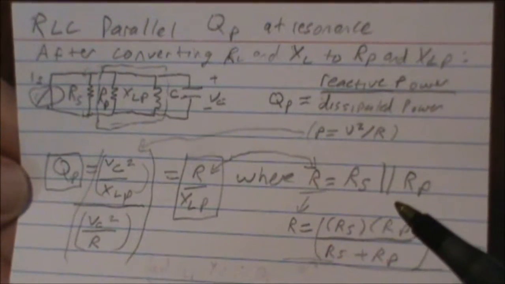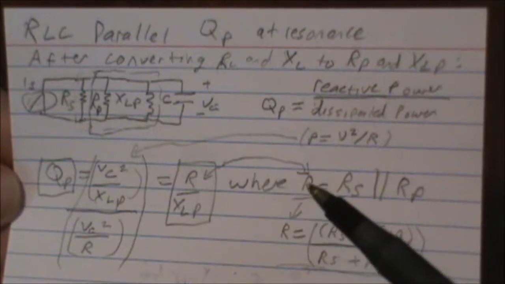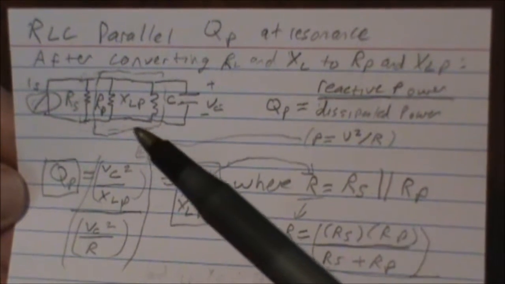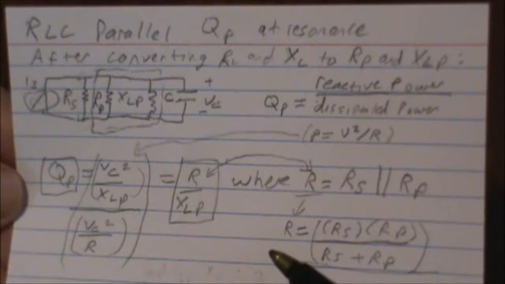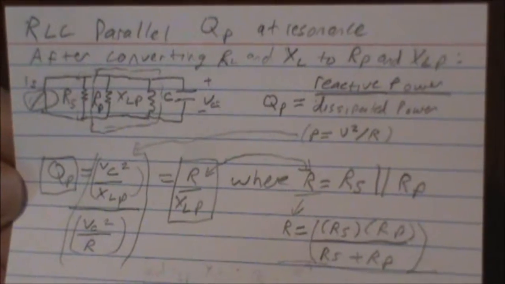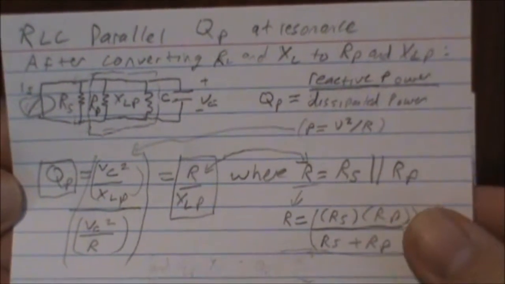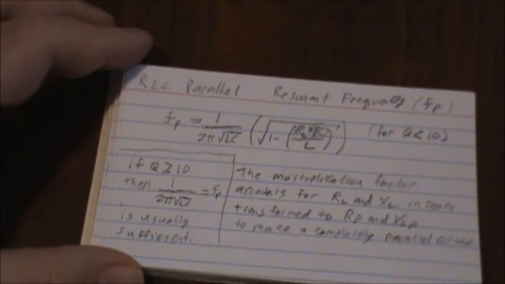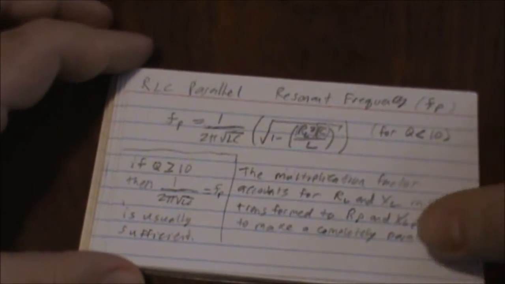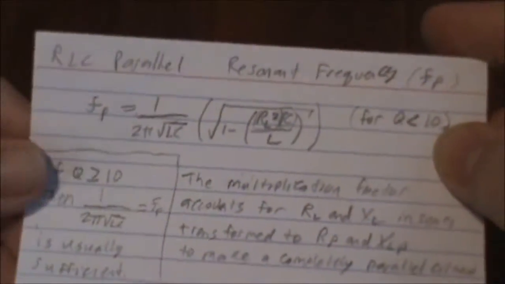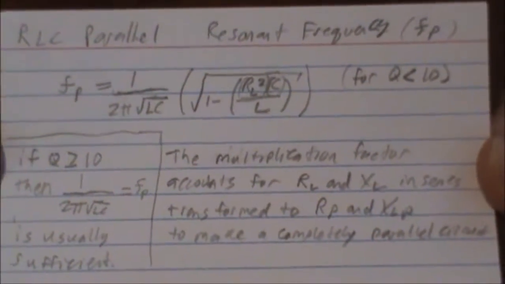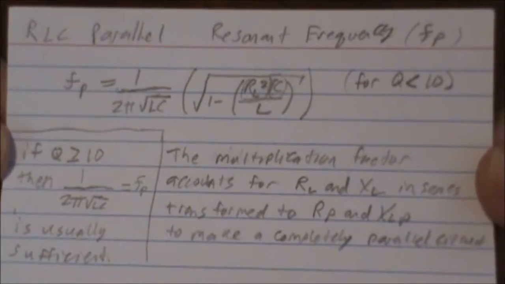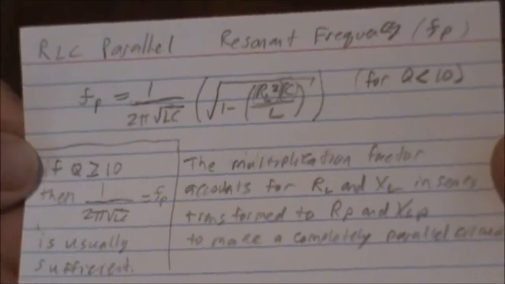So R is your source resistor in parallel, so R, and the product over sum. So that should cover you on RLC parallel Q factors, RLC parallel resonant frequency. Again, if the Q is less than 10, we got to do a little bit more math to get there.